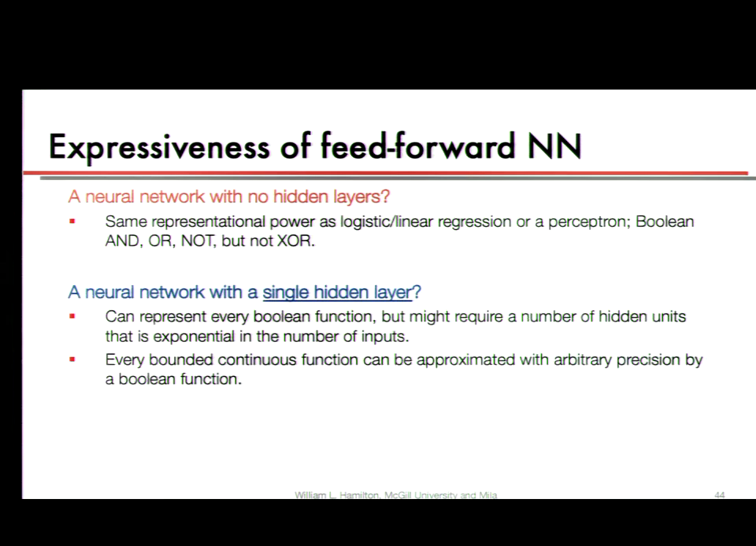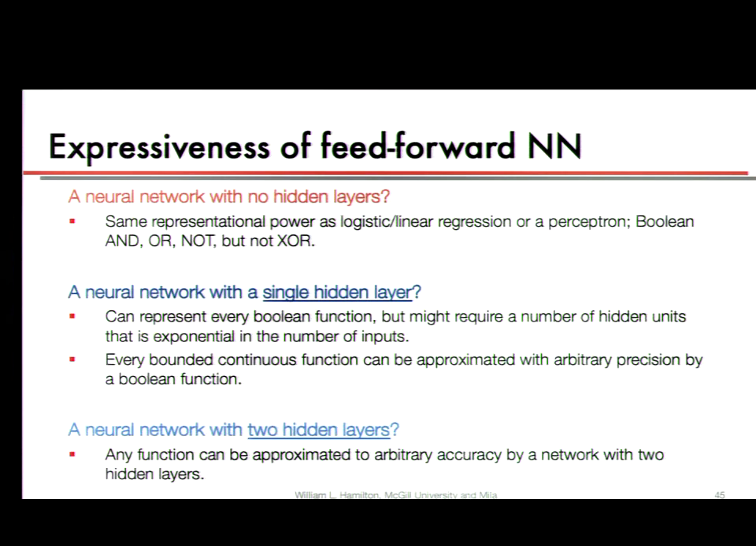A neural network with a single hidden layer can represent every Boolean function, although it might require a number of hidden units that's exponential in the size of the input data. And every bounded continuous function can be represented or approximated by a Boolean function, so even just a one hidden layer neural network. Usually when people talk about the number of layers in a network, they just refer to the number of hidden layers. So a single layer network, in some sense, can approximate anything if we make it big enough.